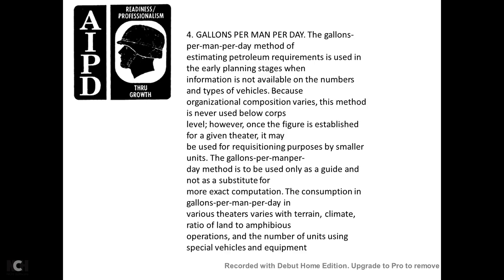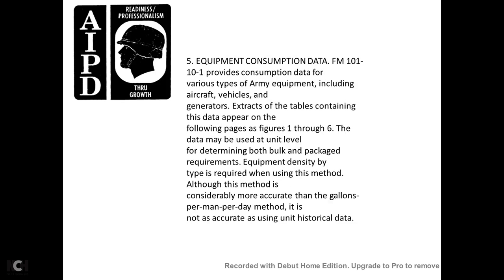The consumption is in gallons per man per day, and in the various theaters it varies with the terrain, climate, the ratio of land to amphibious operations, and the number of units using special vehicles and equipment. 5. Equipment consumption data of the FM 101-10-1 provides the consumption data for Army equipment, including aircraft, vehicles, and generators, extracted from the tables containing the data that appear on the following pages, figures 1 through 6. The data may be used at the unit level for determining bulk and package requirements by equipment density and type required. Although this method is considerably more accurate than gallons per man per day, it is not as accurate as using the unit historical data.